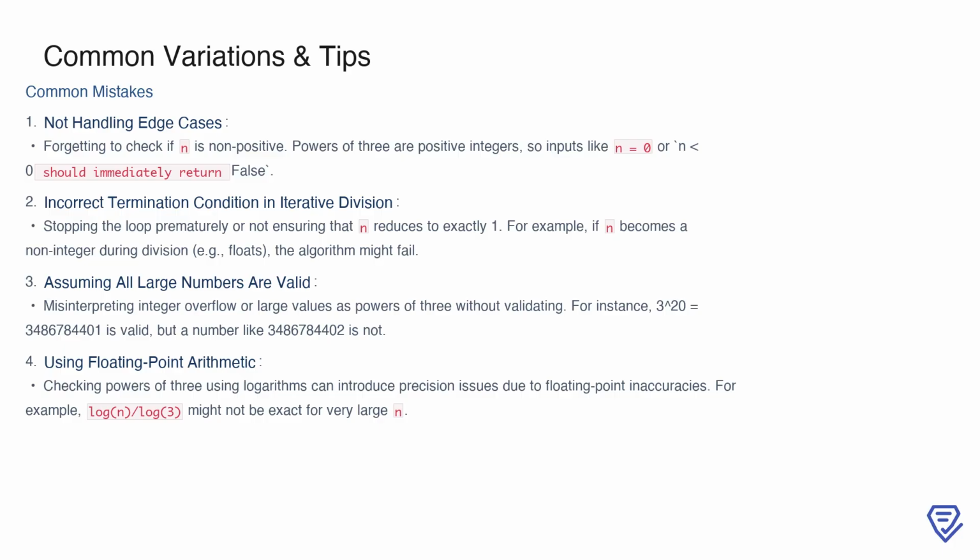Finally, using floating point arithmetic can be problematic. If you rely on logarithmic calculations, precision errors can creep in, especially for very large values of n. For instance, the result of log n / log 3 might not be exact due to floating point inaccuracies, leading to incorrect results.